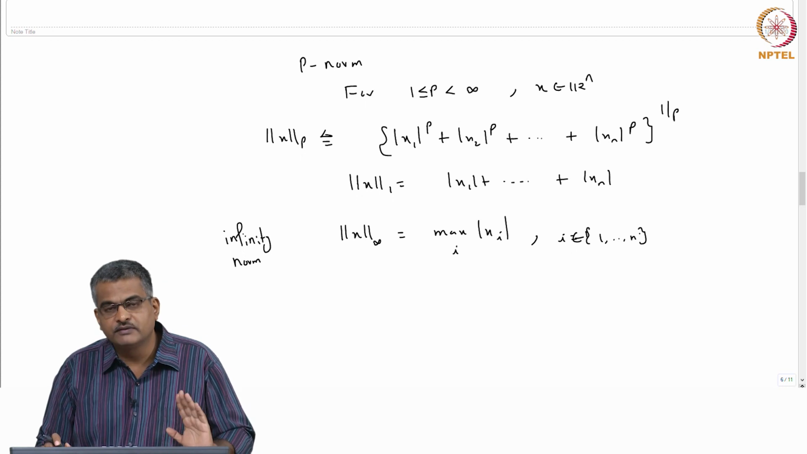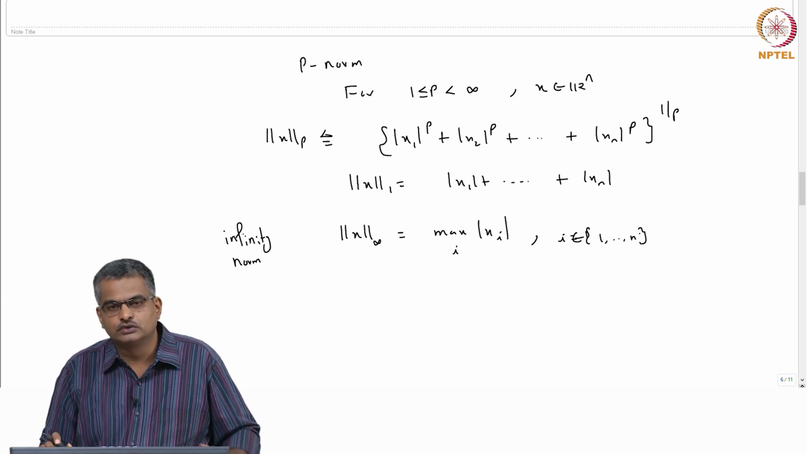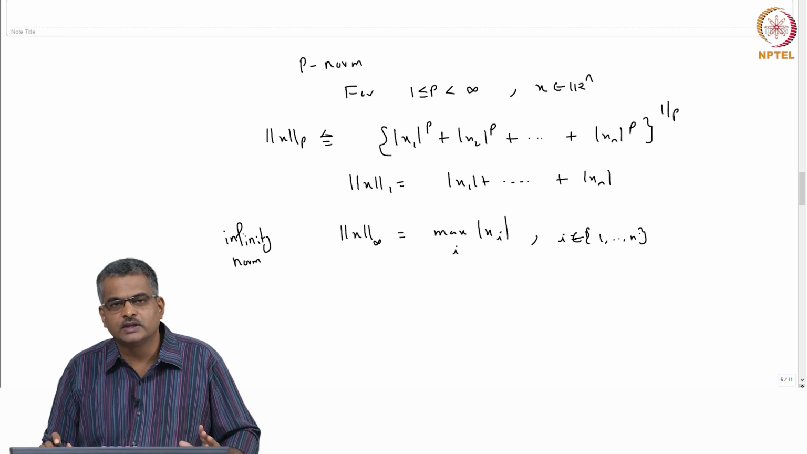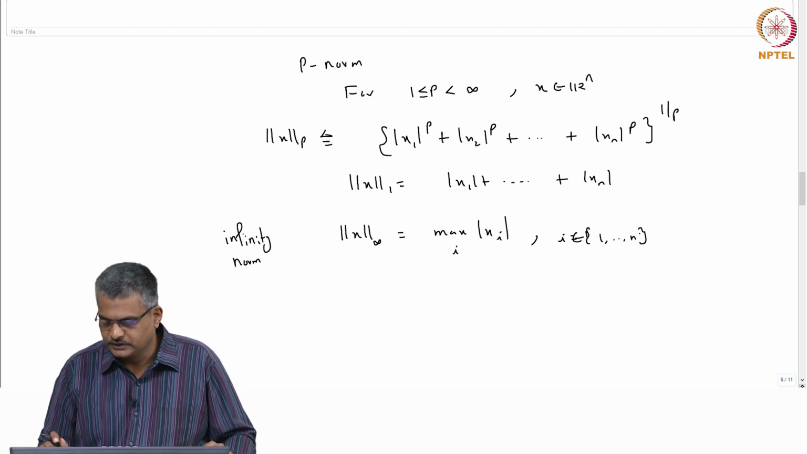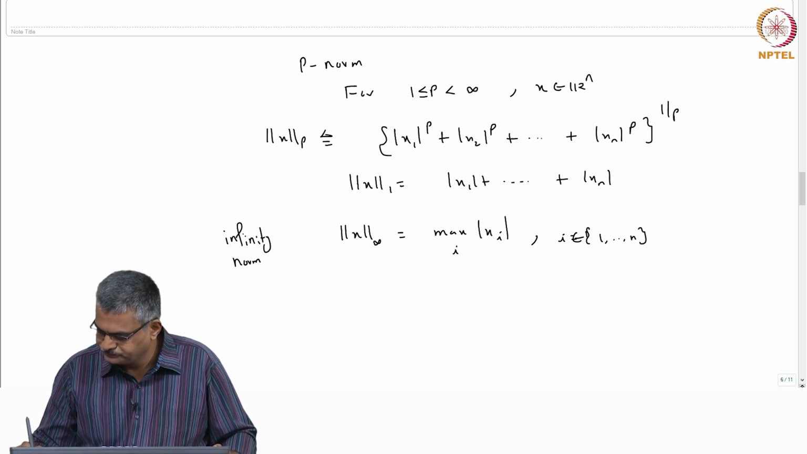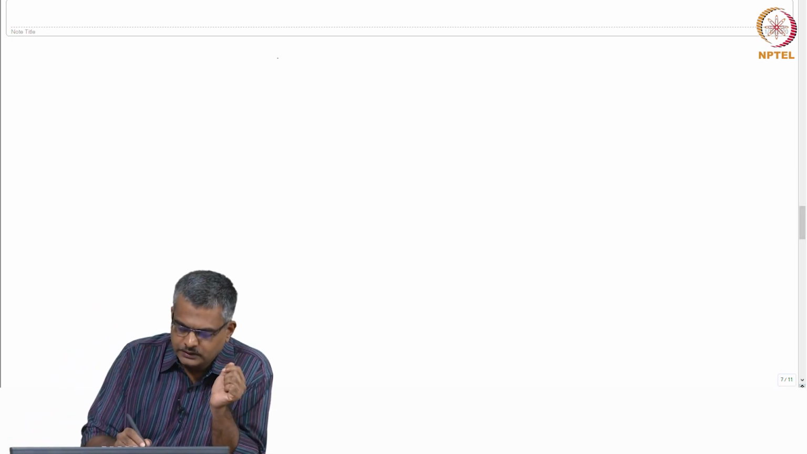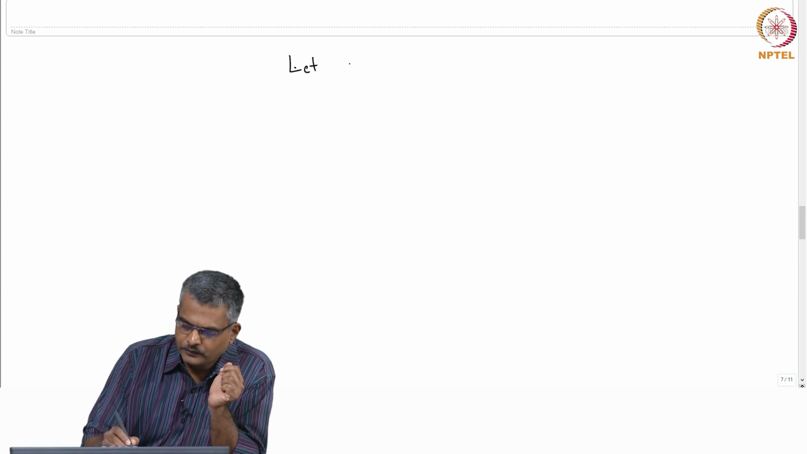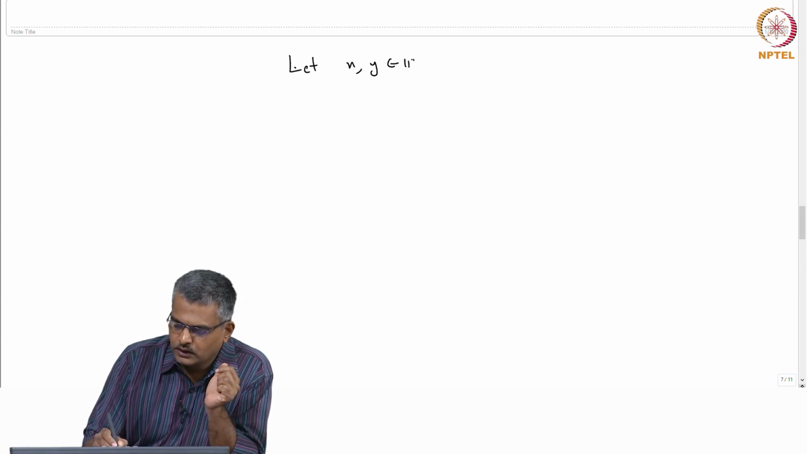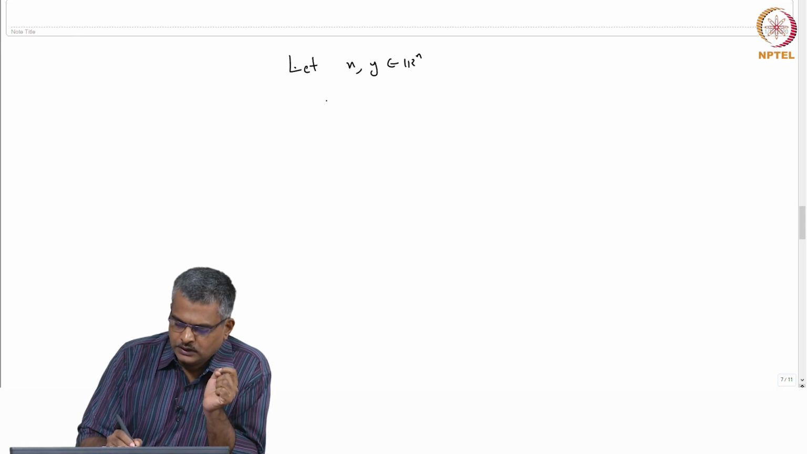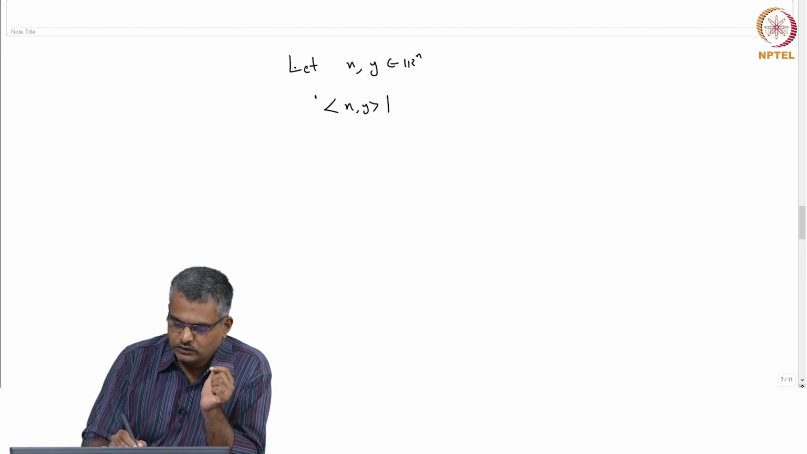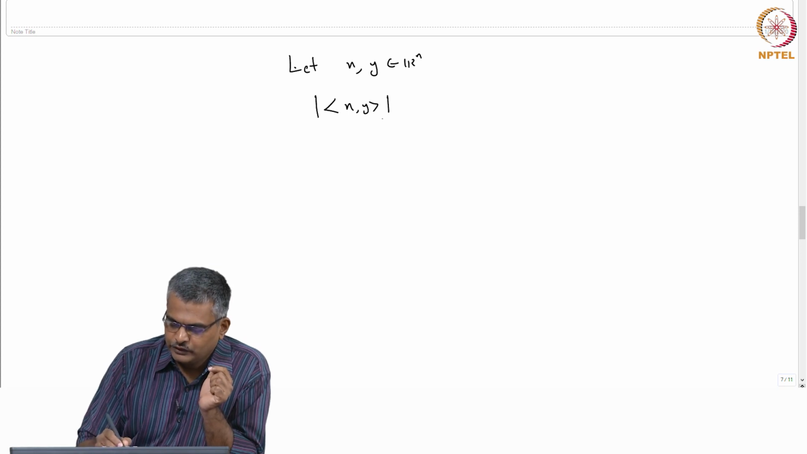Now, we earlier defined the notion of inner product. So, let us see what is the relation between the inner product and the norm of a vector. So, let x, y belong to Rn. We have the inner product between x and y. Now, this is a scalar, so we can take the absolute value. When you take the absolute value, it is related to the norm of x and y through the following inequality.